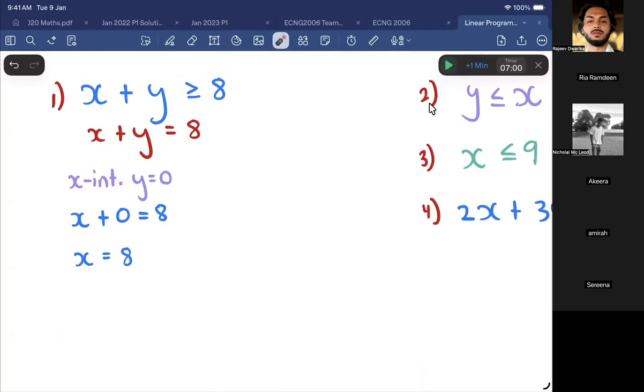Where the line meets the x-axis? Yes, yes, yes. Hey, big up, Ria. Guys, that is very correct.